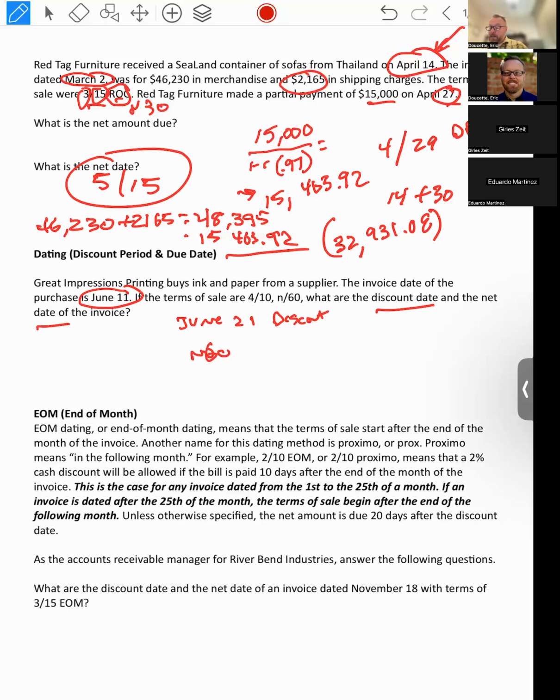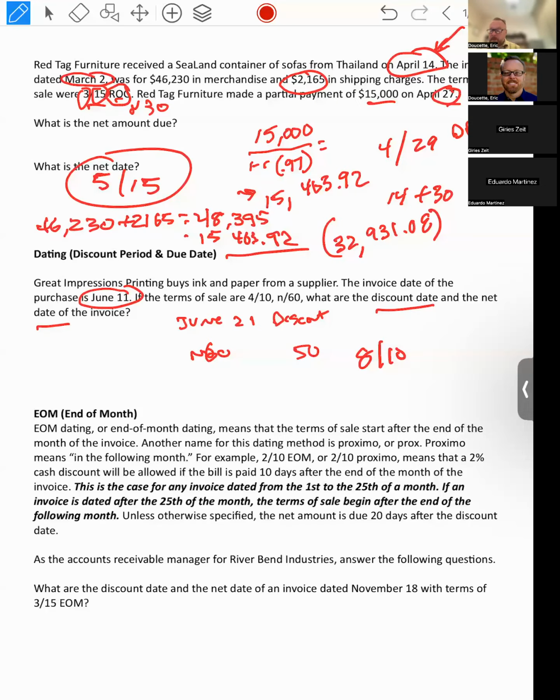So that's 10 days. I have 50 more days to account for. So from June 21st, get your calendar out, open it up, and start counting all of the days, and it comes out to 8/10 when we're all done. So August 10th is when it's due. There's a few questions like that, but they're not too many.